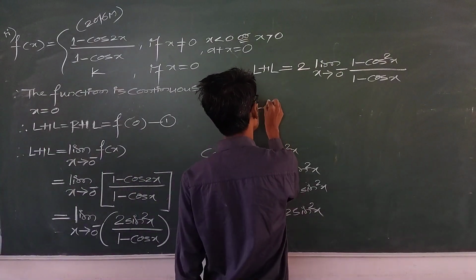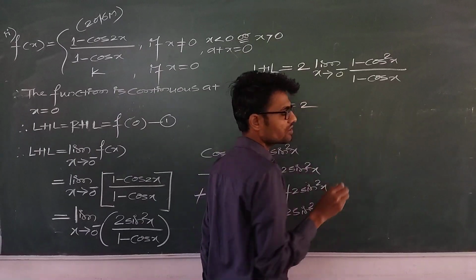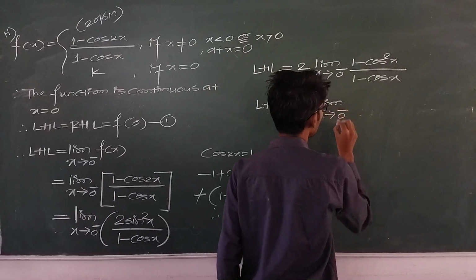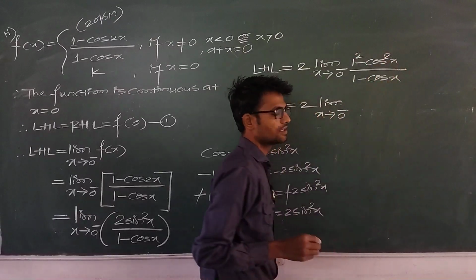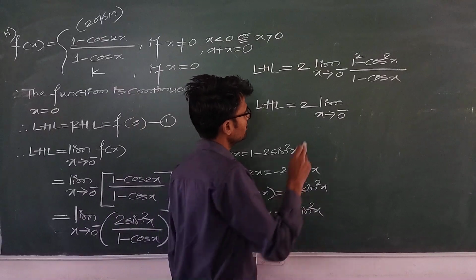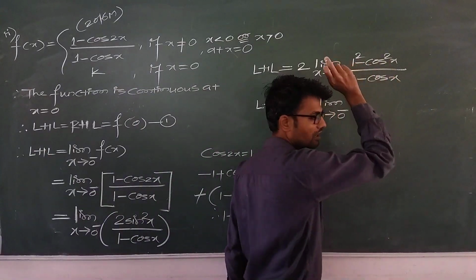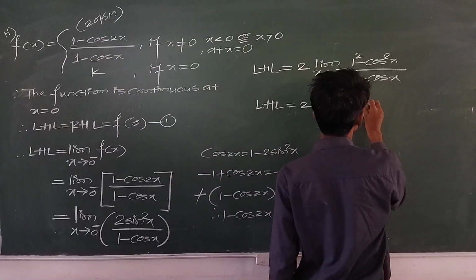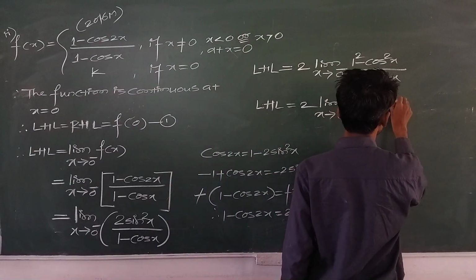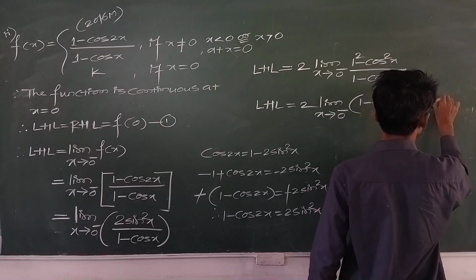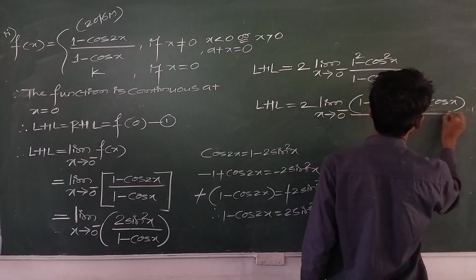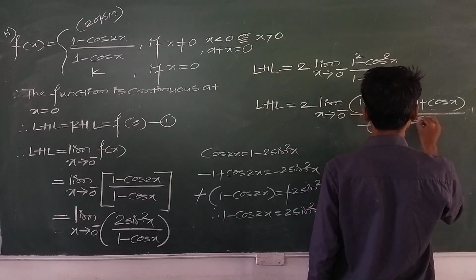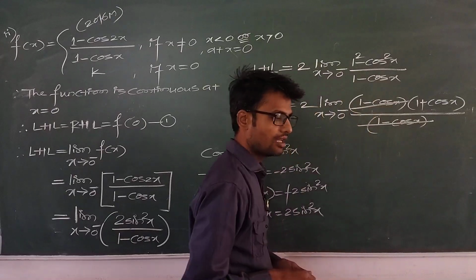So now left hand limit is equal to 2 as it is. Limit of x tends to 0 bar, I will write as it is. See, this 1 I will write 1 square. And this is in the form of a square minus b square. So a square minus b square is what? A plus b into a minus b. So I will write 1 minus cos x into 1 plus cos x divided by 1 minus cos x. This 1 minus cos x and this 1 minus cos x get cancelled.